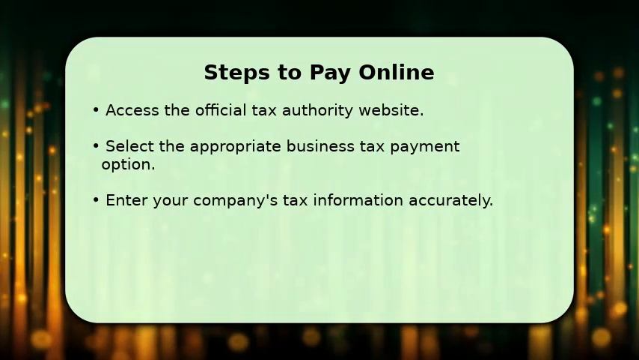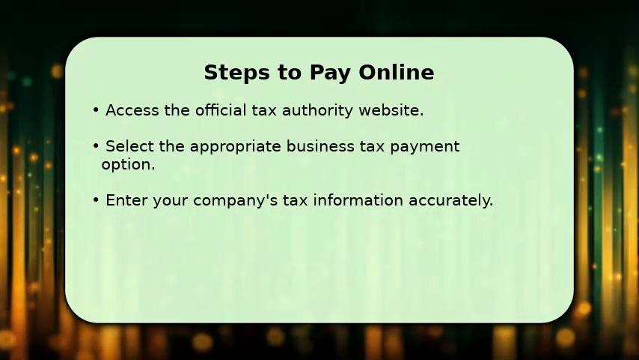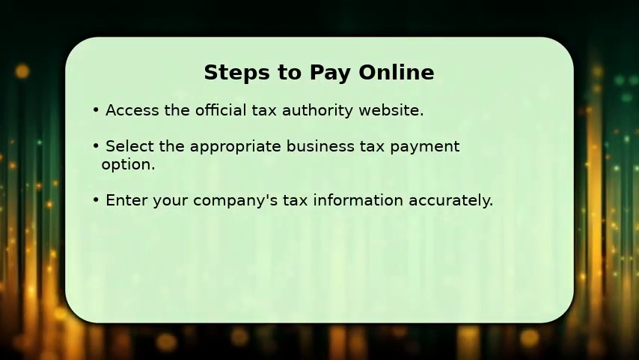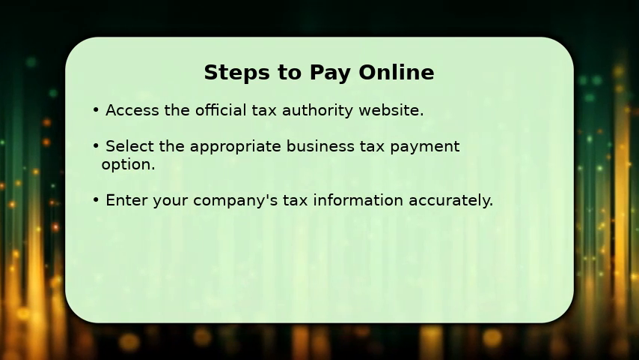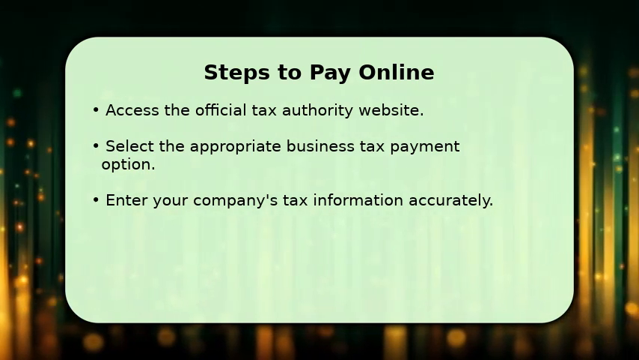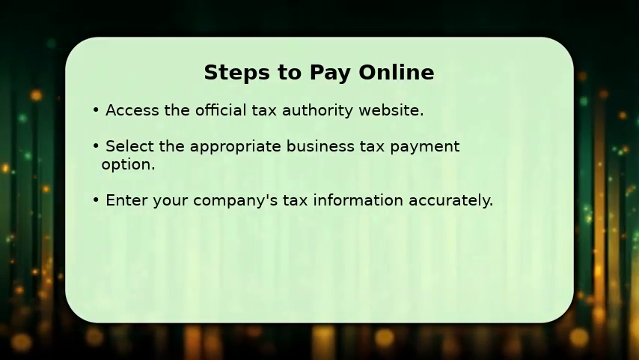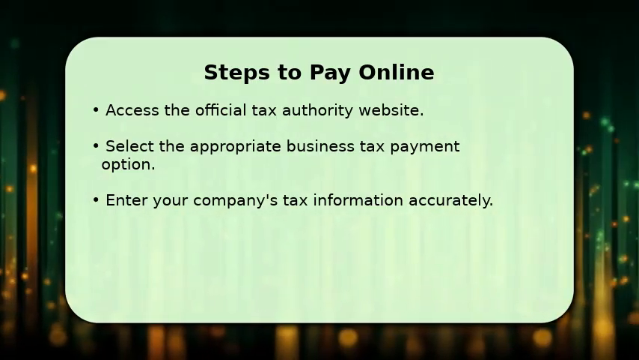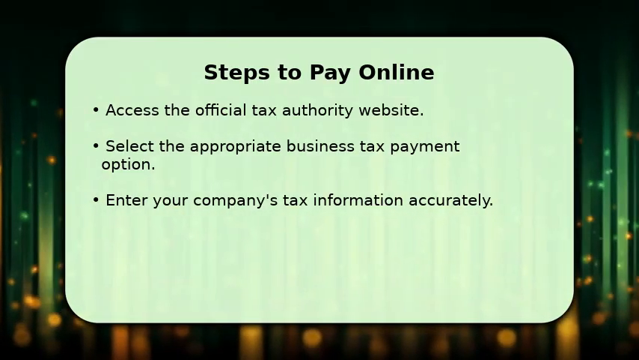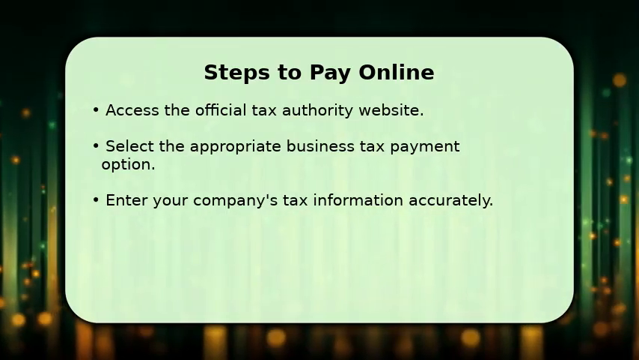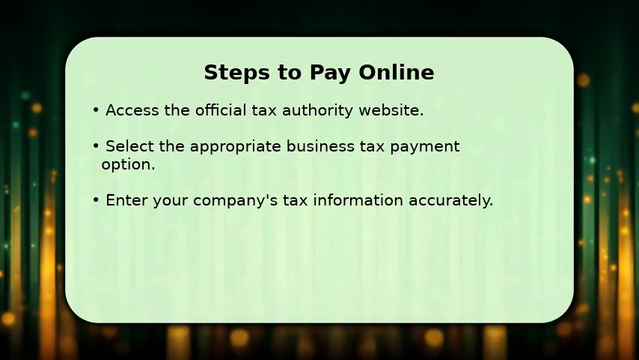To make your payment, first navigate to the official tax authority website. Look for the section dedicated to business tax payments and select the correct option. Carefully enter all your company's tax information, ensuring accuracy to prevent errors. Finally, authorize the payment directly from your designated bank account, following all on-screen prompts.